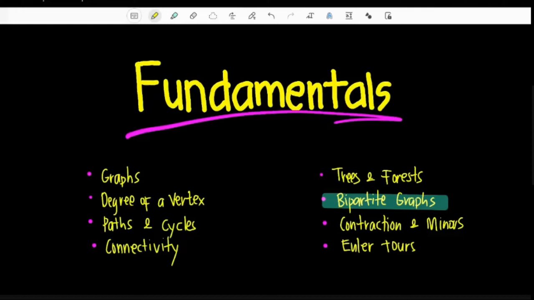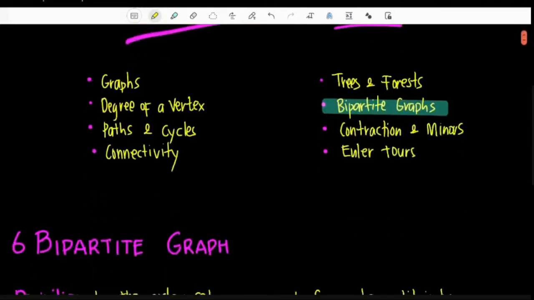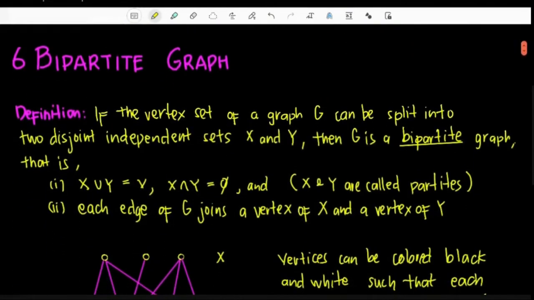Hi everyone, in this video we are going to discuss bipartite graphs. This is a continuation of our discussion of fundamentals of graph theory. To start, let's first define what a bipartite graph is.